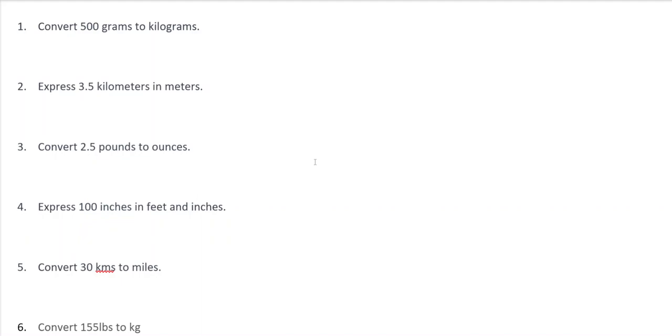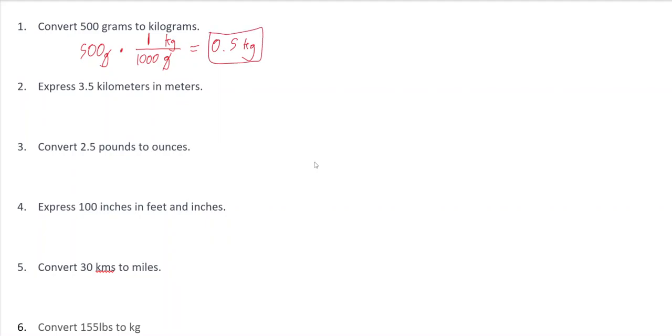So we've got 500 grams to kilograms. If you have 500 grams and you want to get kilograms, you multiply with grams on the bottom so that those cancel, and kilograms on top. Now, how does this work exactly? Well, 1 kilogram is 1,000 grams. So now that we have that, we can multiply straight across. So 500 divided by 1,000, 0.5 kilograms.